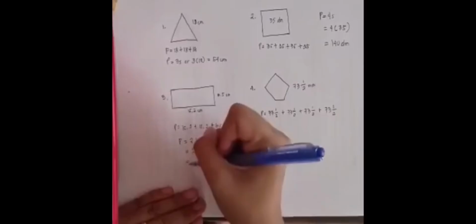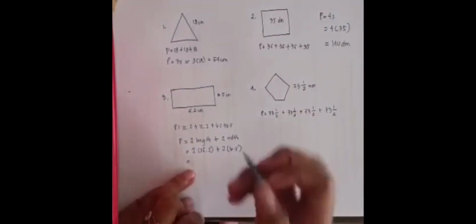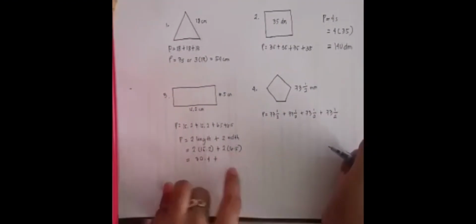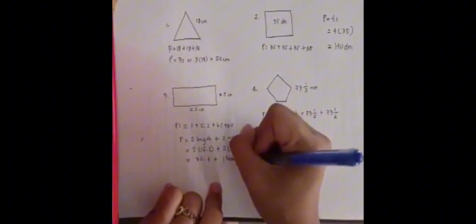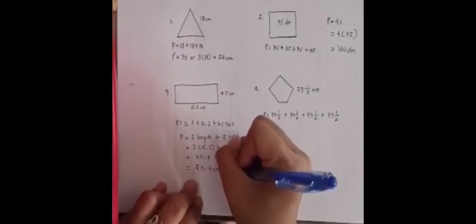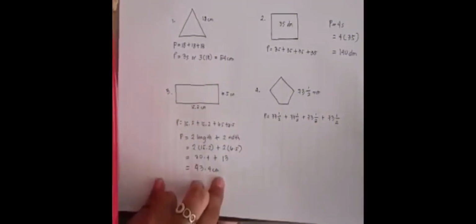So now let's calculate it. 2 multiplied to 15.2 is equals to 30.4 plus 2 times 6.5 is equals to 13. And now we will add this 2. So 30.4 plus 13 is equals to 43.4 centimeters. So a rectangle has a perimeter of 43.4 centimeters.